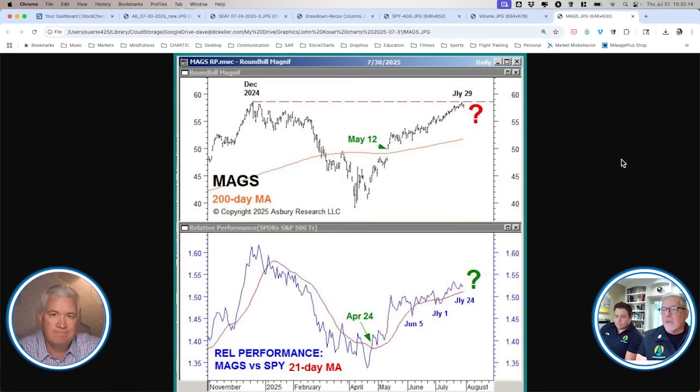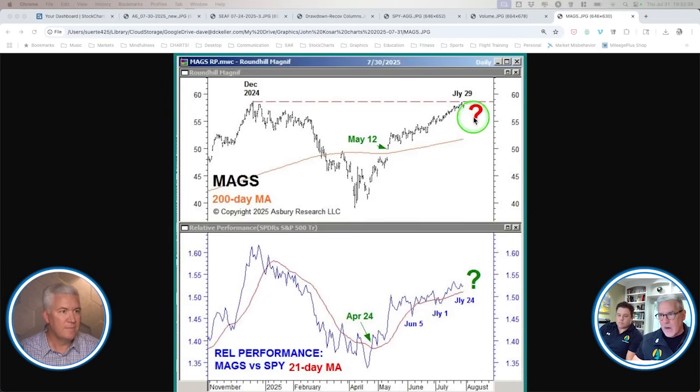Well, I put it in there because it's pretty topical, obviously, because of what just happened yesterday. We had super numbers from Meta and also from Microsoft. So I wanted to see what that chart looked like. You can see we're testing the all-time high up in the upper panel of the chart. Obviously, it's a resistance level, right?